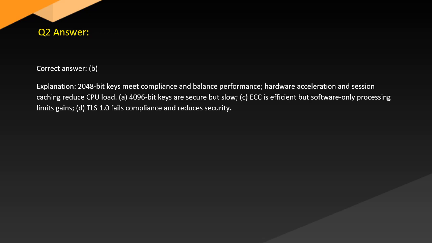Answer. Correct answer: B. Explanation: 2048-bit keys meet compliance and balance performance. The hardware acceleration and session caching reduce CPU load. A. 4096-bit keys are secure but slow. C. ECC is efficient but software-only processing limits gains. D. TLS 1.0 fails compliance and reduces security.